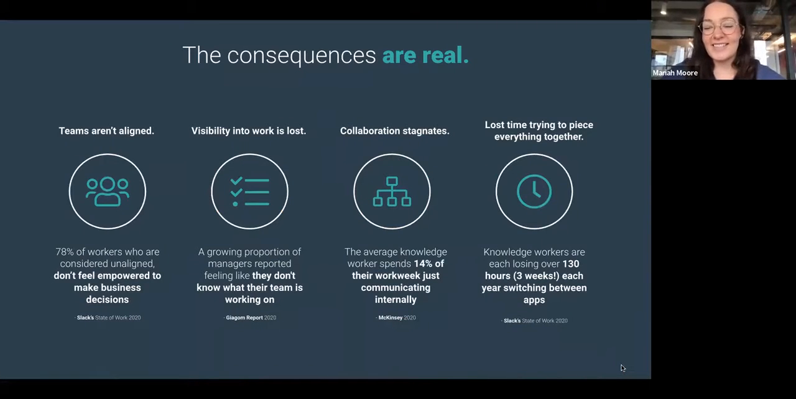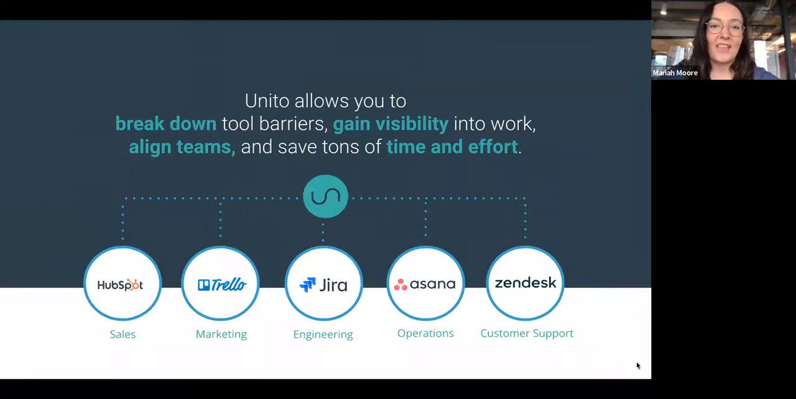And so the consequences of those silos are real. So these are the most common pain points we see and what leads wonderful clients to us. So your teams aren't aligned, your visibility into work is lost, your collaboration stagnates, and you lose time and oftentimes money trying to piece everything together. I'm sure one or two of those might resonate with you. So at Unito, we allow you to break down your tool barriers, gain visibility into your work, align your teams, and save tons of time and effort.